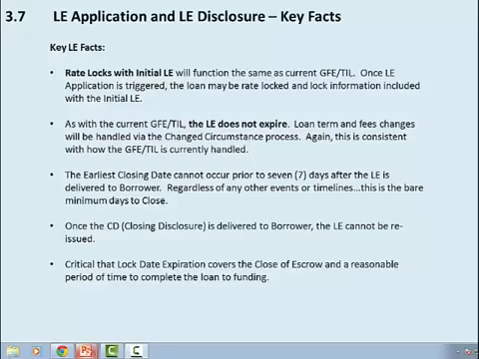The earliest closing date cannot occur prior to 7 days after the LE is delivered to the borrower. Regardless of any other events or timelines, this is the bare minimum days to close. Once the CD, closing disclosure, is delivered to the borrower, the LE cannot be reissued. It is critical the lock date expiration covers the close of escrow and a reasonable period of time to complete the loan funding.